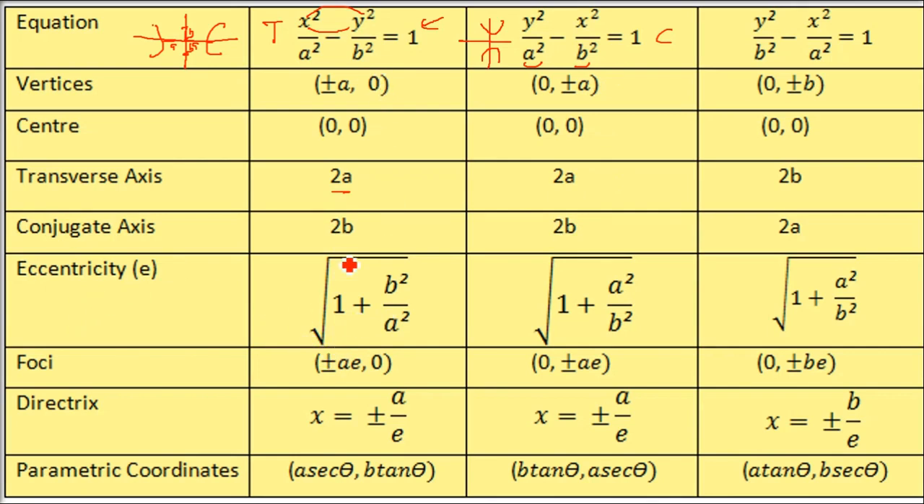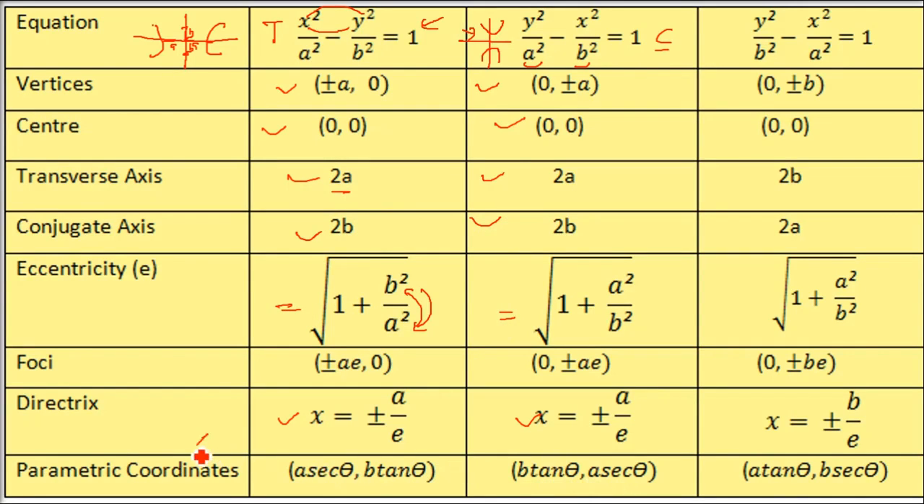Okay, what about the eccentricity? Eccentricity will be under root 1 plus b square by a square. Here we have changed it. For vertical, it will be under root 1 plus a square by b square. A square, b square, we have exchanged, right? Directrix, no change. I'll prove to you that it will be x equals a by e, and plus minus a by e on the other side, because there will be two directrices. There is a change here. All the ticks I am showing mean there is no change.